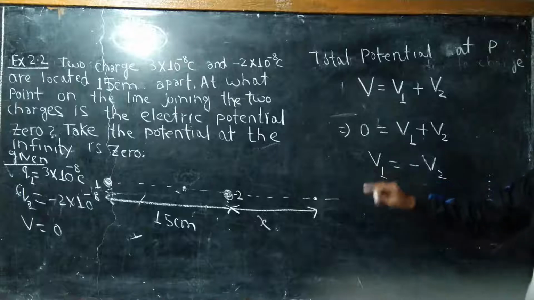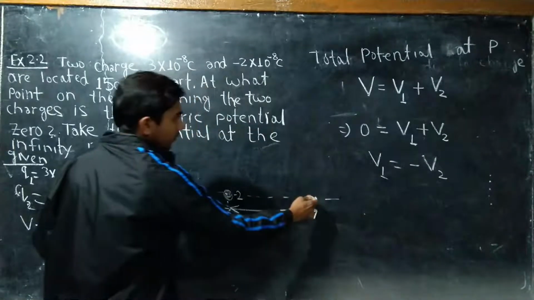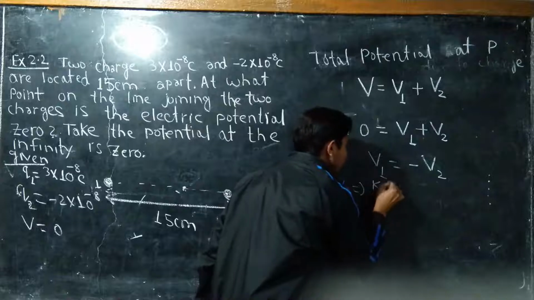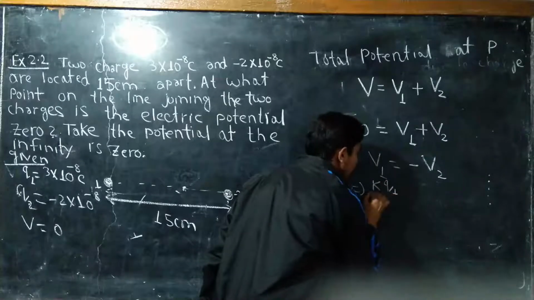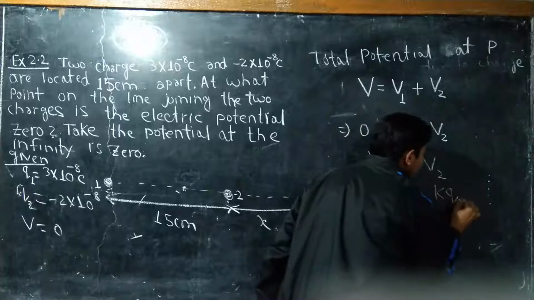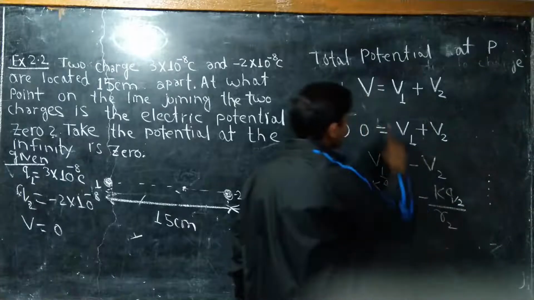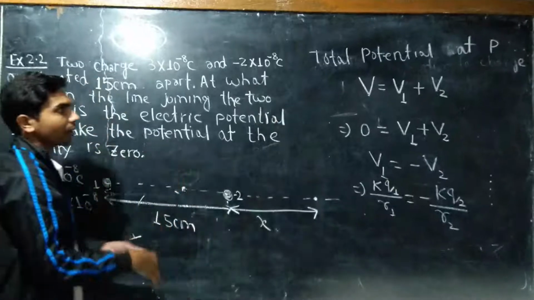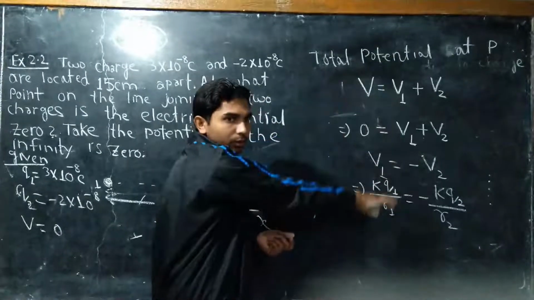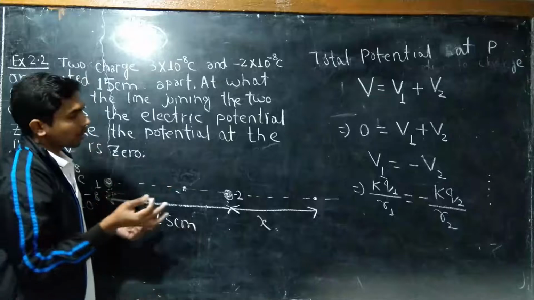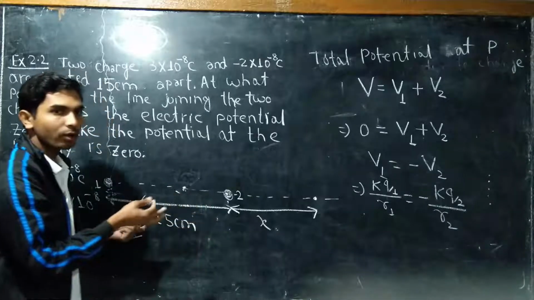How much is the value of V1 now? This is the separation, right? So further we are going to write V1 is equal to K Q1 by R1 minus K Q2 by R2. So again you have to write all these things, again draw the figure, again write from here. Two values of X are possible, so now I'm going to calculate the other value of X.